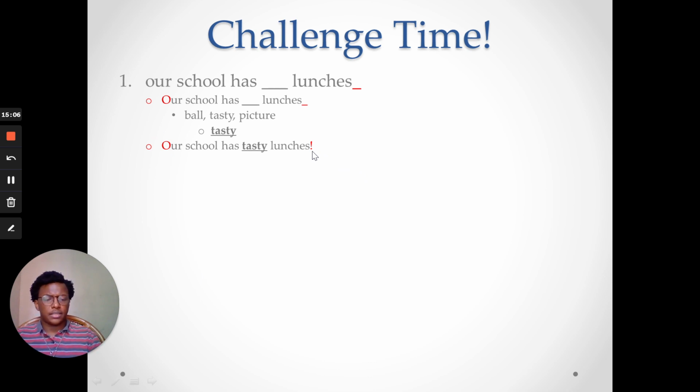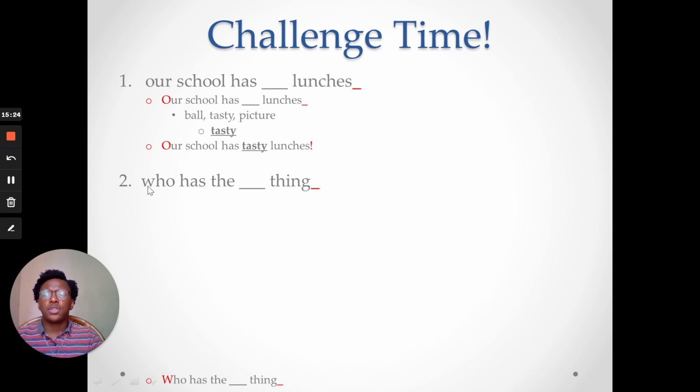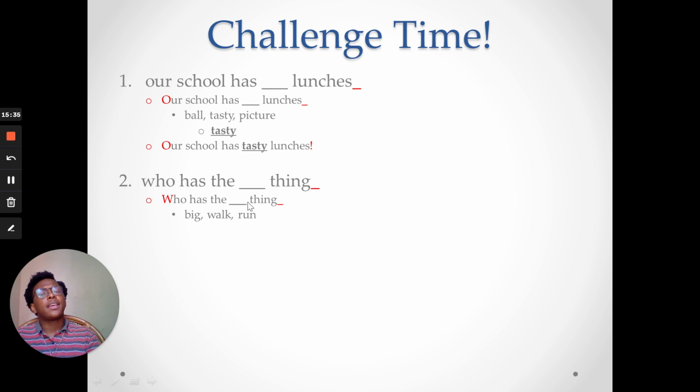Let's look at another example. Let's look at another challenge question. Who has the blank thing? What is the first thing that we need to change? Before we do anything else with our sentence, what is the first thing we need? We need a capital W. Alrighty, we have our capital W here. Now we need to figure out which word fits in this sentence. Who has the blank thing?